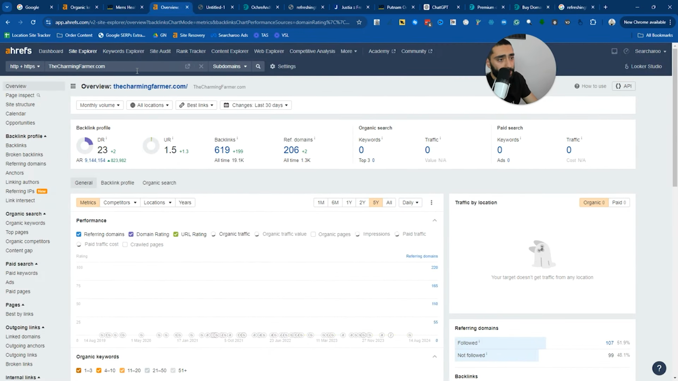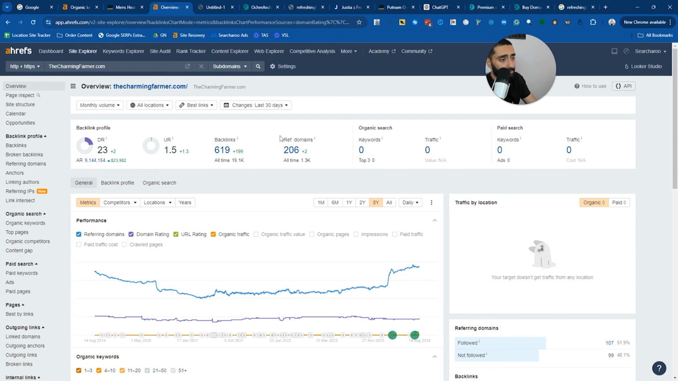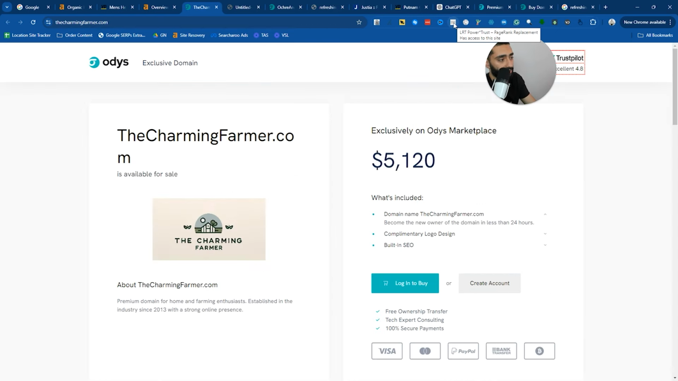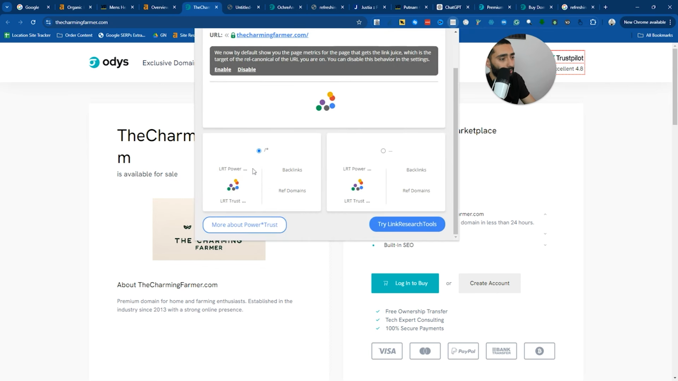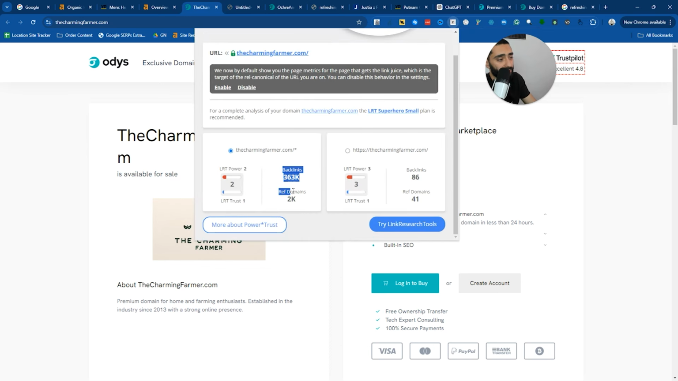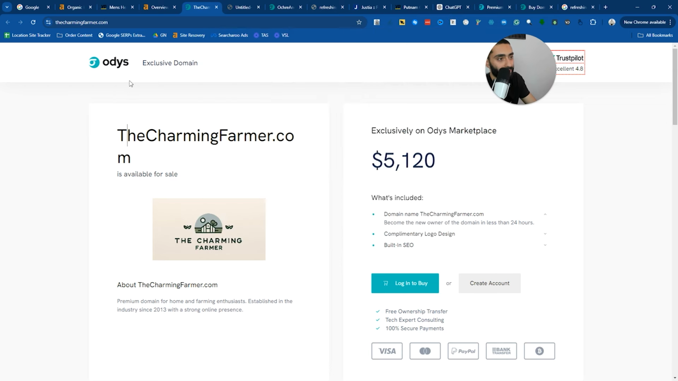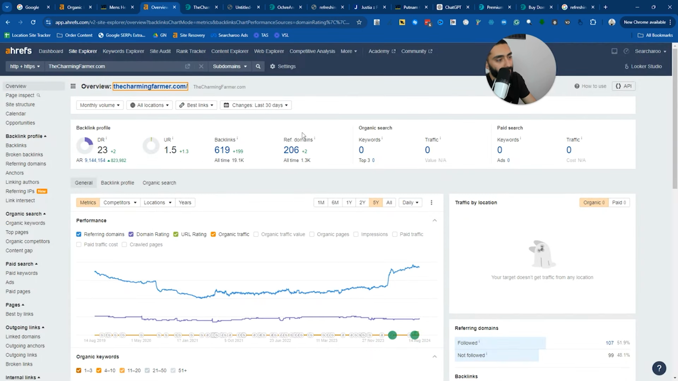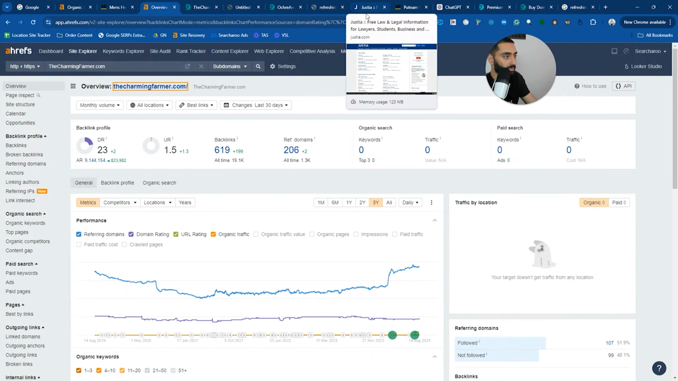The charmingfarmer.com, DR23, it's got a lot more backlinks, it has a lot more referring domains. Obviously the DR is a lot higher. We'll also check this on LRT as well. And what we will find is that we've got a lot more referring domains and a lot more backlinks here. So we've got 2,000 referring domains, 363,000 backlinks. And again, Ahrefs just isn't showing anywhere near that. So just grab that Chrome extension.